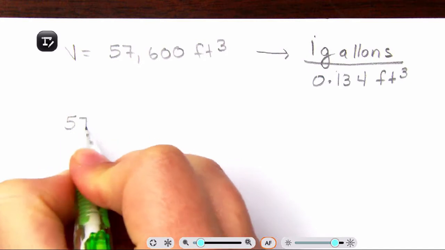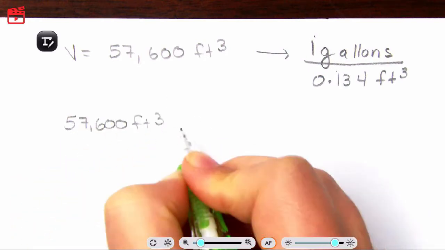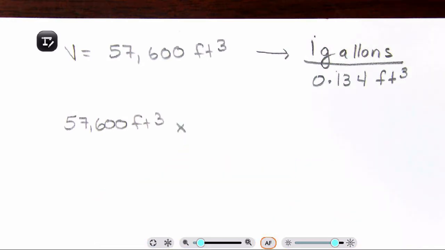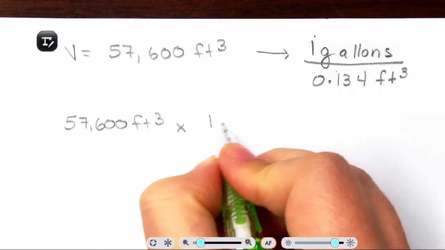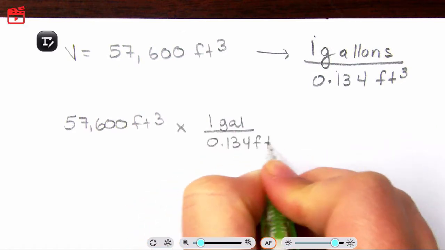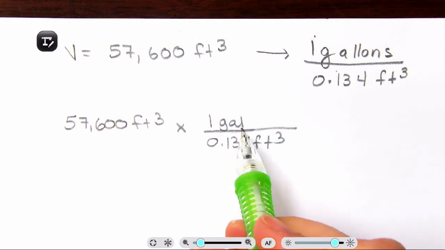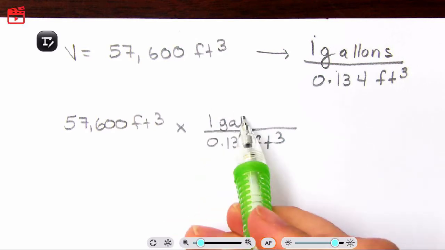So we have 57,600 feet cubed. We're going to multiply that by our conversion rate, and our conversion rate is 1 gallon to 0.134 feet cubed. Whatever unit of measure you want in your answer, put it on top. So we want our answer in gallons, so I'm going to put my gallons on top.